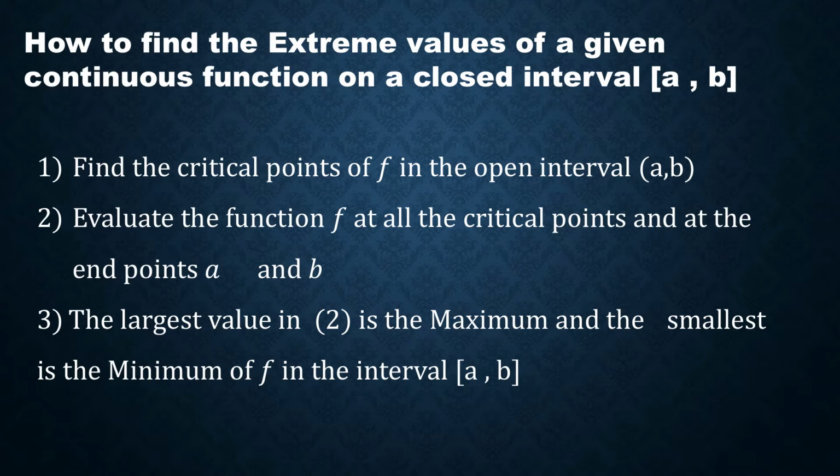The largest value in step 2 is the maximum, and the smallest is the minimum of f in the closed interval [a, b]. The conditions of continuity and closed interval are essential for a function to have extreme values.